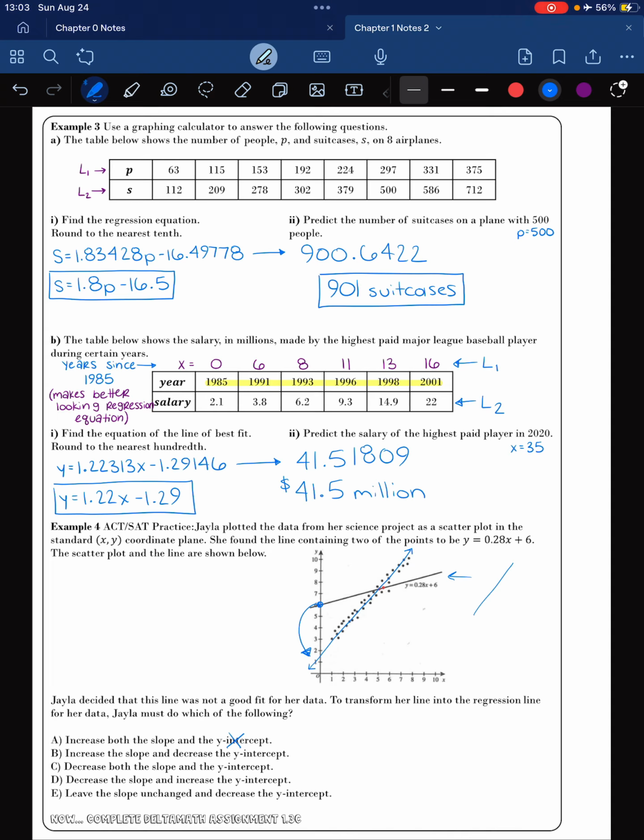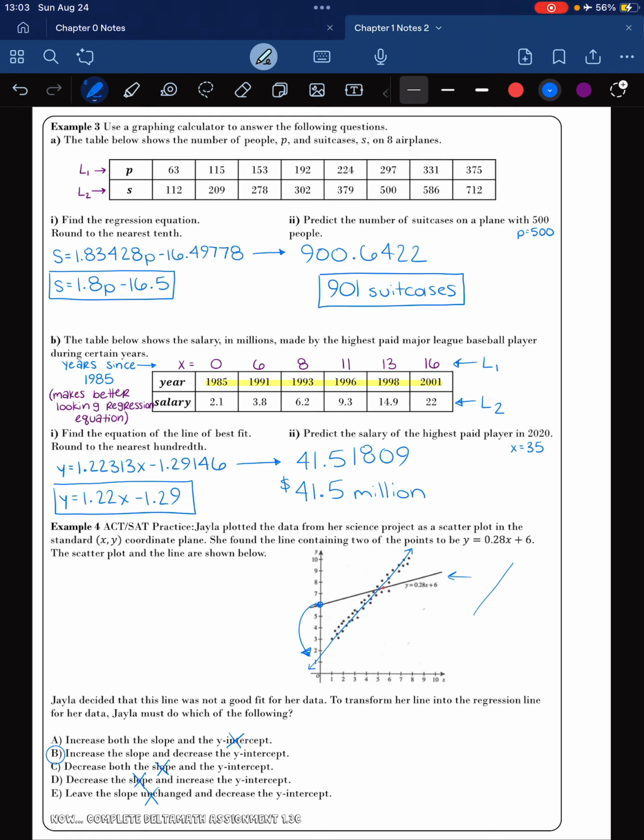Increase the slope. Yes, we want the line to be steeper. And decrease the y-intercept. Yes, I wanted the y-intercept to go down. So I'm looking like B is probably my best bet. Decrease the slope. No, we don't want her slope to decrease. Decrease the slope again. Leave the slope unchanged. No, we definitely need it to be more steep. So B is definitely my best answer.